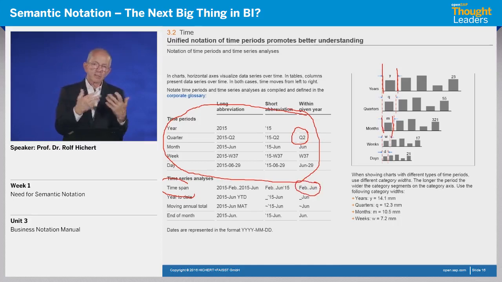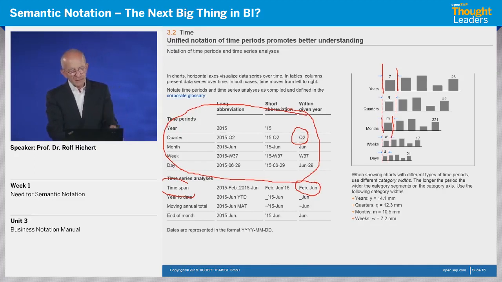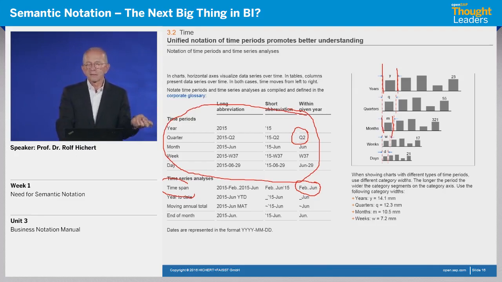It's not a minus, because a minus means Feb minus June. There are some details. The first day of a month is a full stop before the month, and the last day is a full stop behind, and so forth. Some details about the time series analysis.